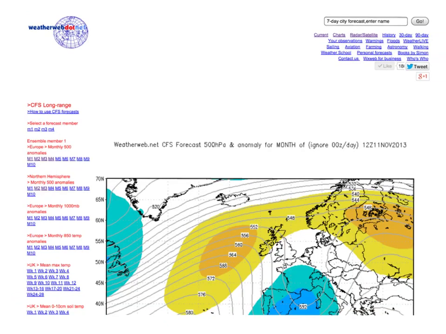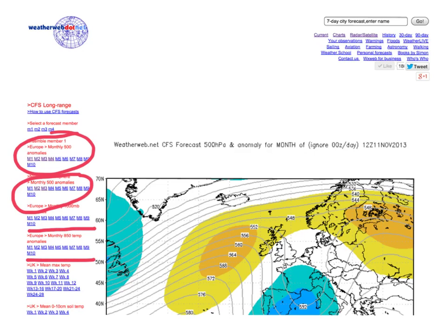Once you click on that, it brings you up to a page like this, and what you can do here is get the 500 millibar anomalies. You can also get the Northern Hemisphere anomalies. You can get the 1000 millibar anomalies, which effectively is surface pressure, and the 850 temperature anomalies too, all out to 10 months ahead.